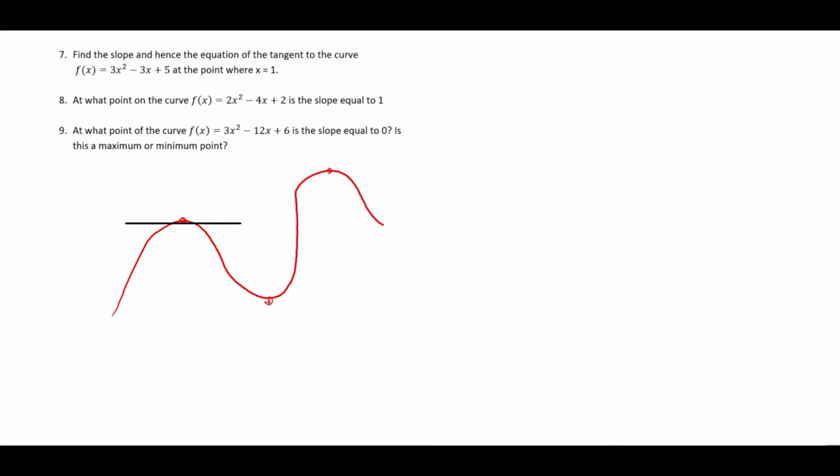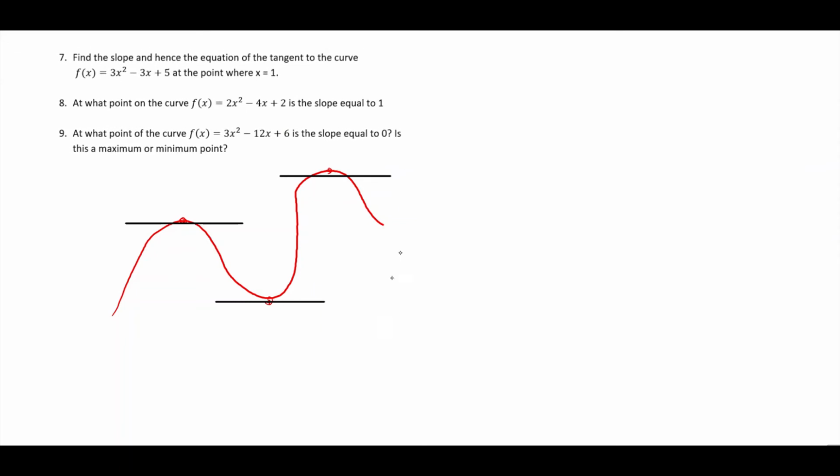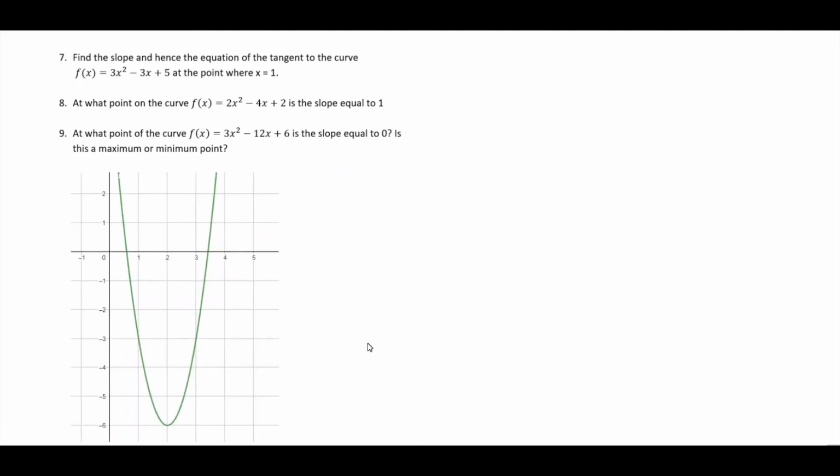So if you put a tangent along here, and along here, all of these points are going to be equal to 0. We will need other methods to find whether they're maximum or minimum points on this one. But for this particular question, you can see I've just put in the drawing from GeoGebra there.